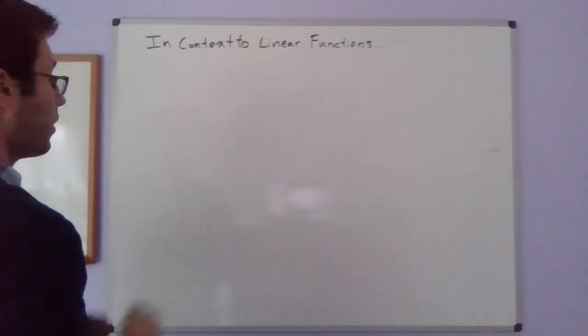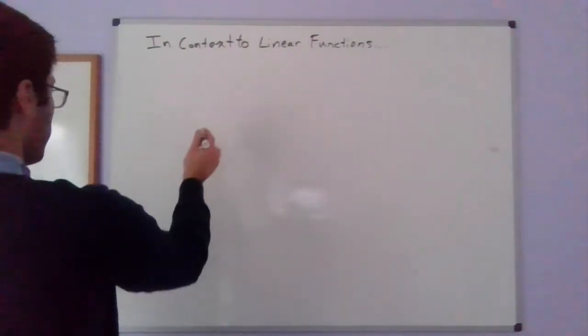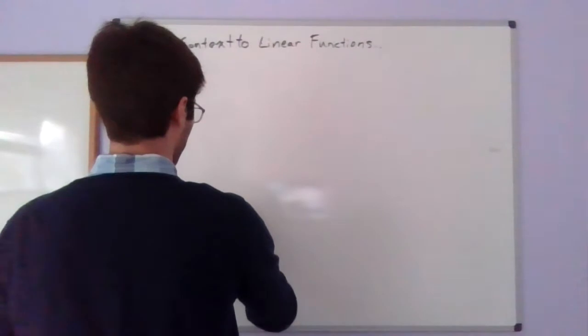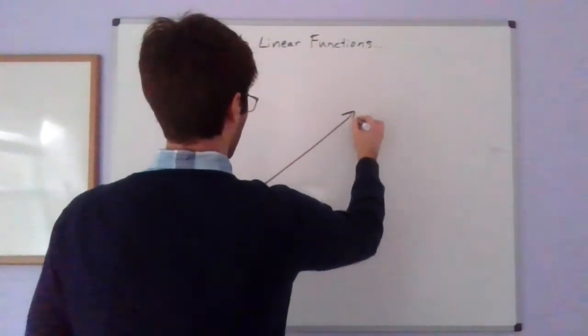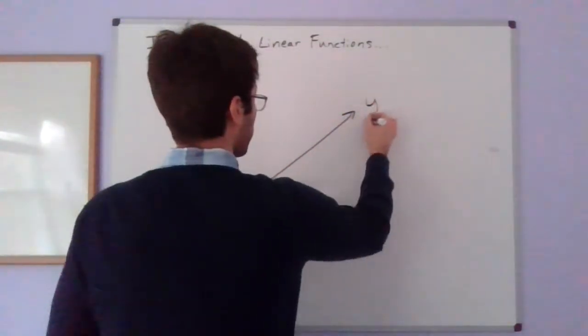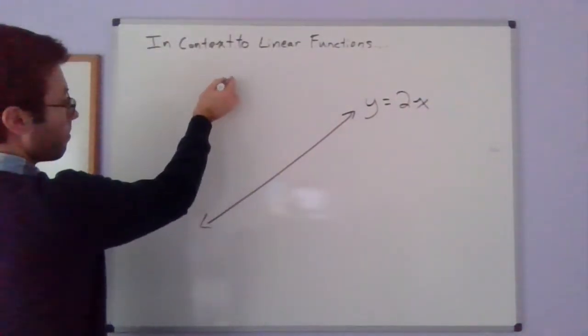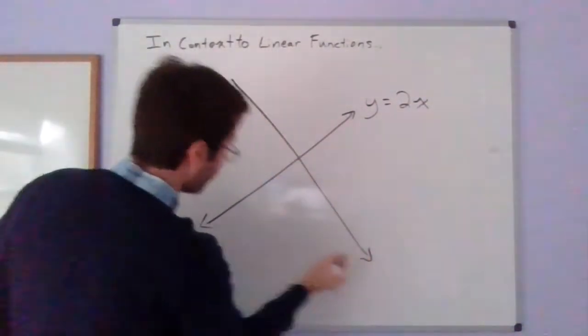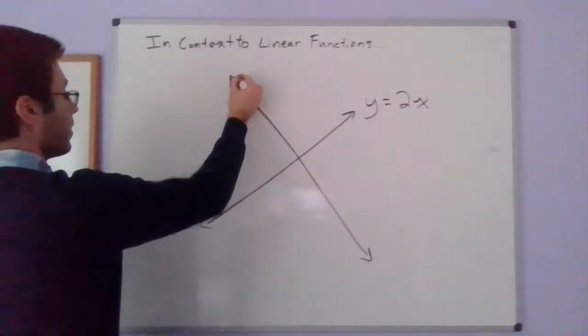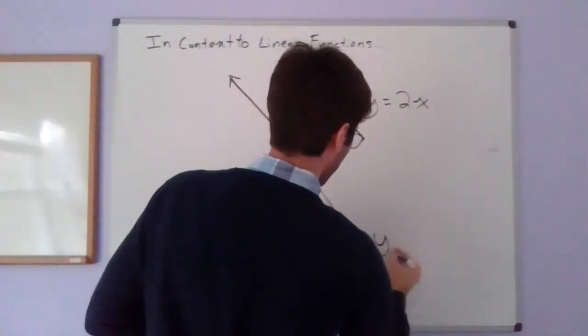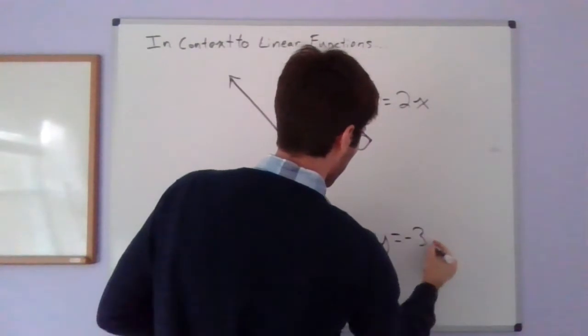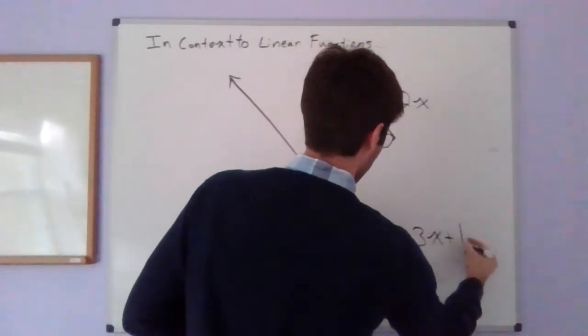So let's just say we have two lines. Let's say here's one line, y equals 2x. And let's say we have another line, say this line is y equals minus 3x plus 15.